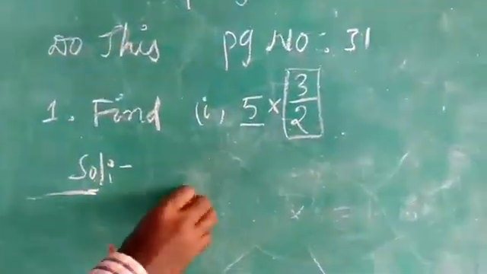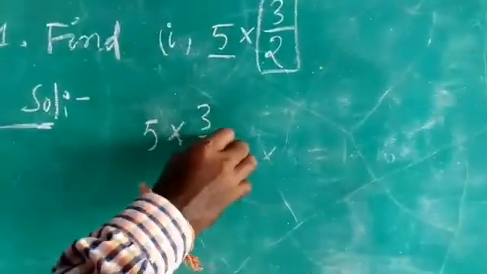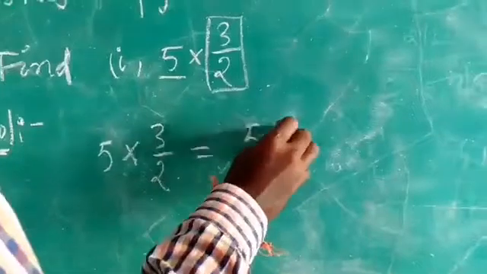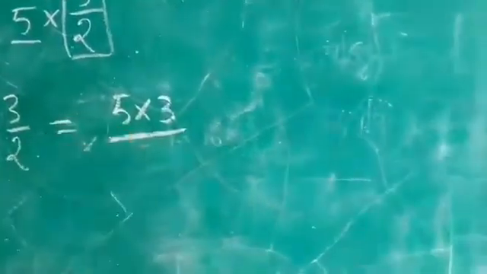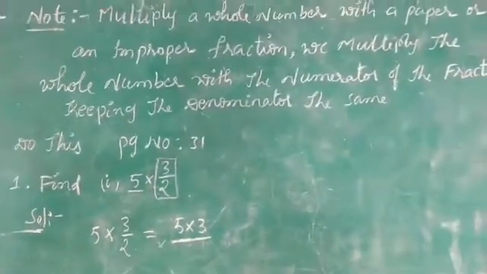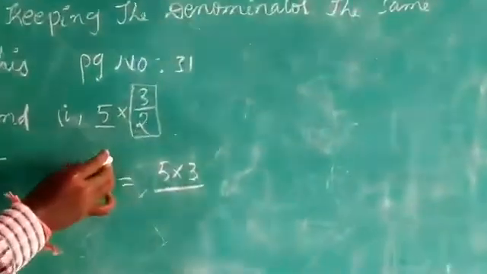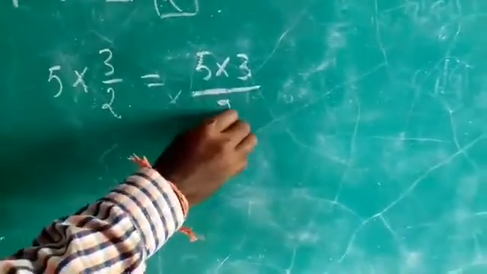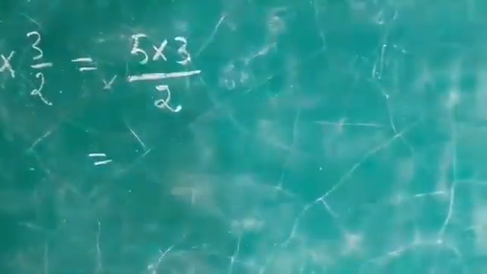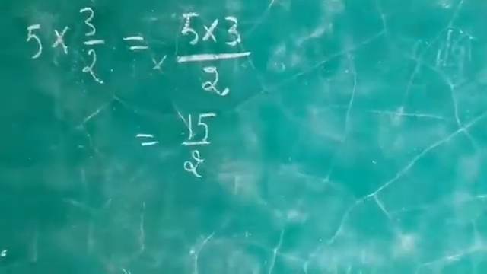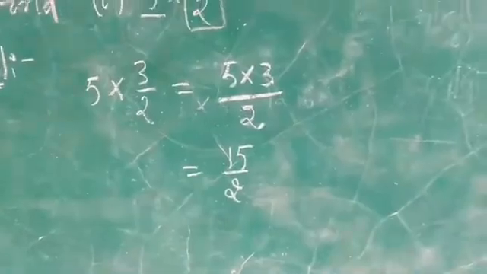How can you find it? 5 into 3 by 2. According to this note, we multiply the whole number with the numerator. This whole number you are multiplying with the numerator. That's why I am writing 5 into 3. The denominator stays the same. So 5 3s are 15 by 2. Like this you can do.